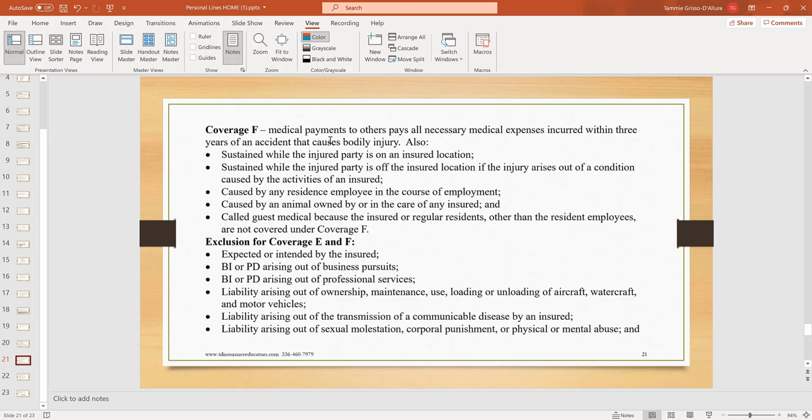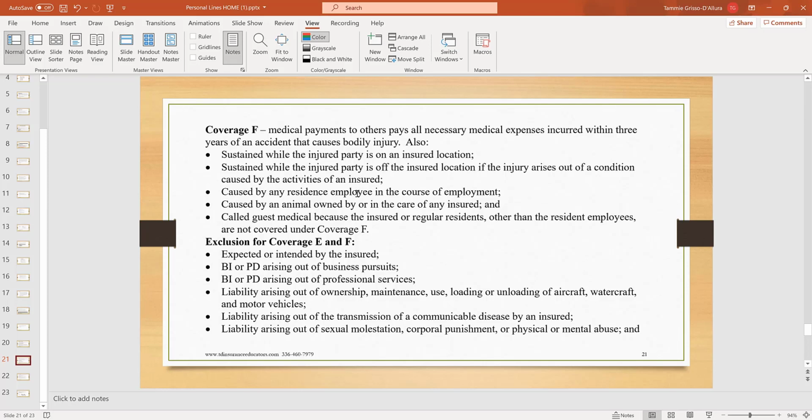Okay, but it is caused by a residence employee as well. So what is a residence employee? Let's say those are usually like a nanny. So if you have a nanny come into your home and they were to get injured, you do not have to have workers' compensation, which we'll talk about in commercial. If they're injured, they could go under this homeowner policy as well.